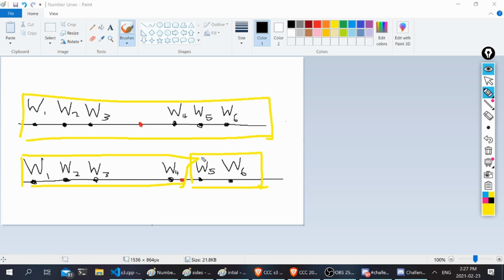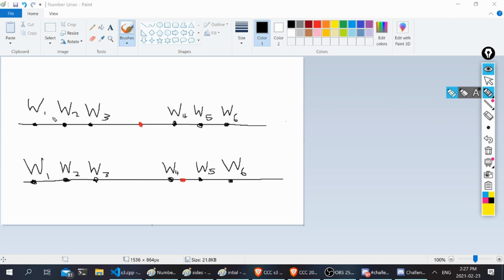Because at some point, we're going to be flipping the sums of these two. So this is going to be larger and this is going to be smaller, and then this is going to become larger and this is going to be smaller. So for example, if we have weight 1 is 2, and this is 3, and this is 4, this is 7, this is 8, and this is 9.